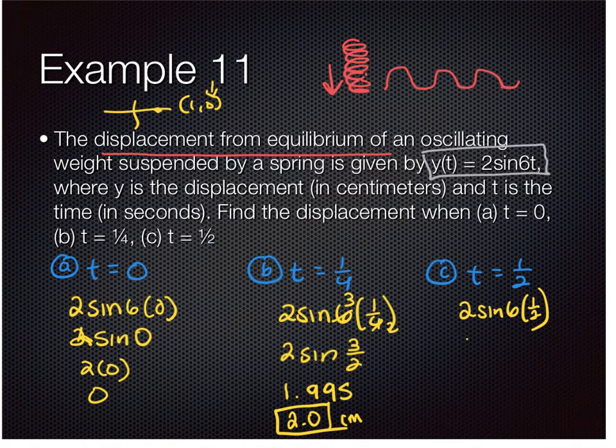And the last one, 2 sine 6 times 1/2 would be sine of 3. Again, that's in radians. So I do 2 sine of 3, and I get 0.2822. If it asked me to round nearest tenth, it'd be 0.3 centimeters off of my initial place.